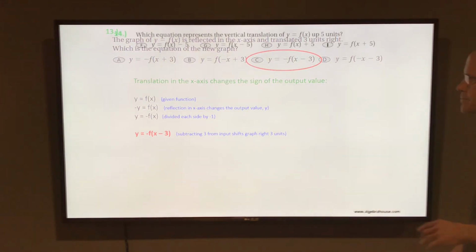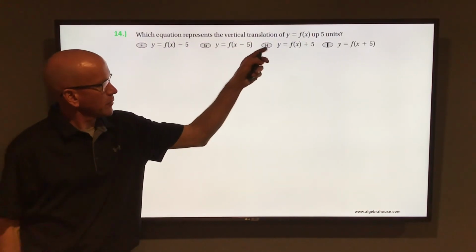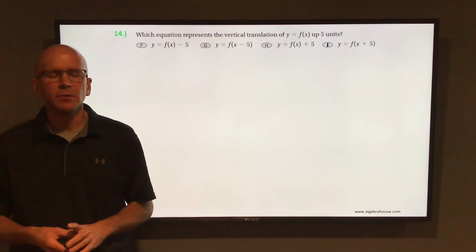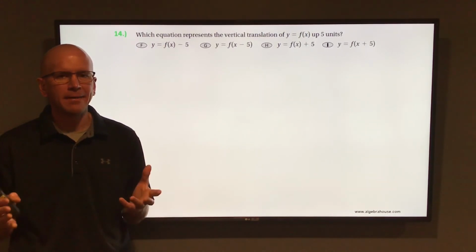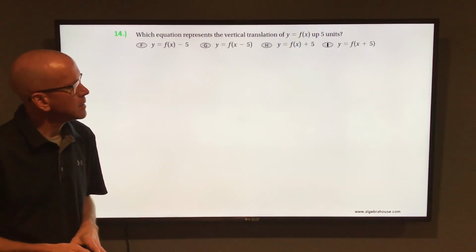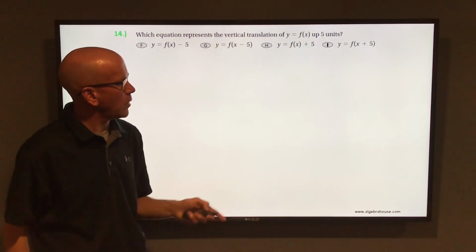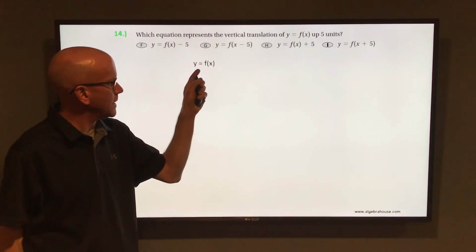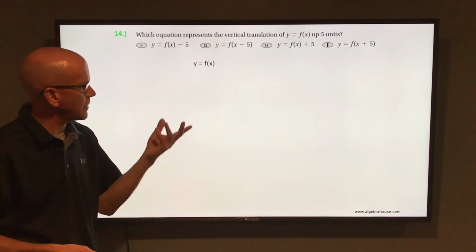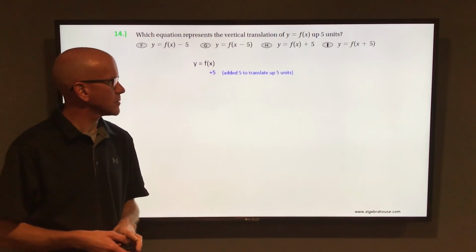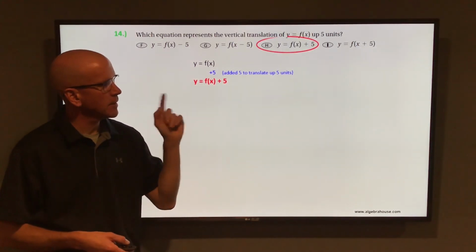Letter C. Which equation represents the vertical translation of y equals f of x up 5 units? When you make a vertical translation up 5 units, you're going to add 5 onto the value of y. The value of y is the whole right side. So y equals f of x, you're going to add 5 onto that f of x. Not too hard, it's going to be y equals f of x plus 5. Letter H.